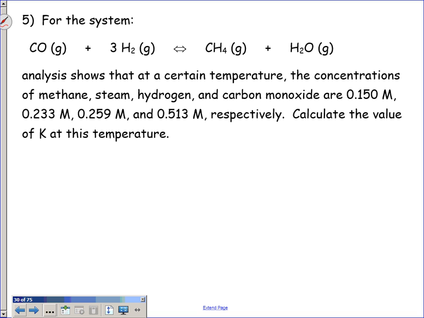So I would have to write my equilibrium expression first with the products over the reactants. That one reactant is cubed, correct? Right here. And then plug in your values and calculate K.